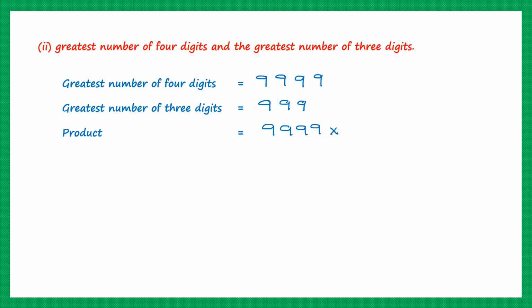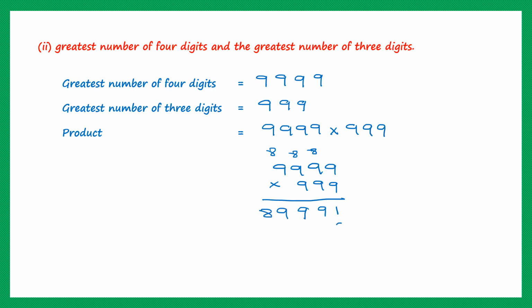9,999 into 999. So let's do this multiplication now. 9,999 into 999. 9 nines are 81, carry 8. 9 nines are 81, plus 8 is 89, carry 8. 9 nines are 81, plus 8, 89, carry 8. 9 nines are 81, plus 8, 89. Now, this we are multiplying it with 9 again, so we will get the same thing.